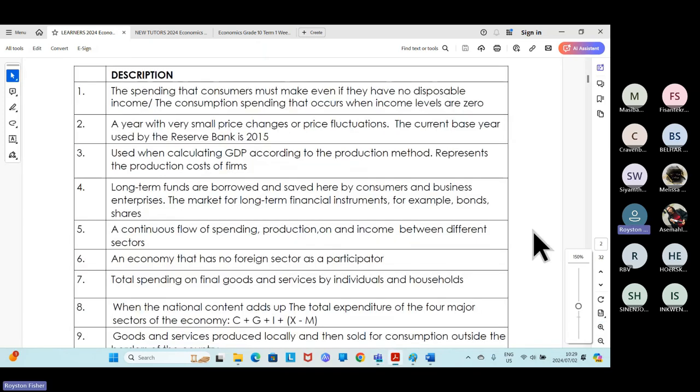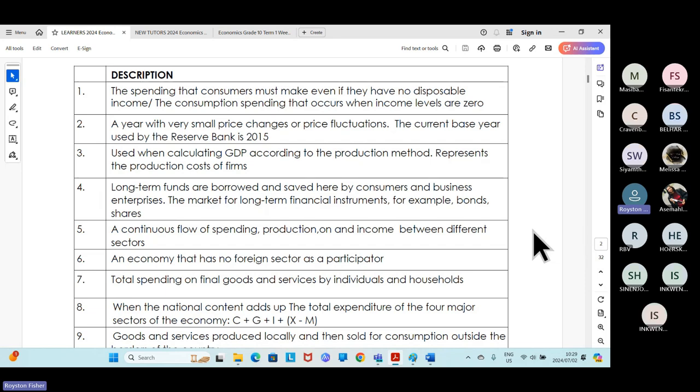Right, so the first concept that they give us here is the spending that consumers must make even though they have no disposable income, or the consumption spending that occurs when income levels are zero. So firstly, does anyone have an answer for us here for this particular description? Is there anyone that hasn't answered yet? Not yet, ma'am. Okay.